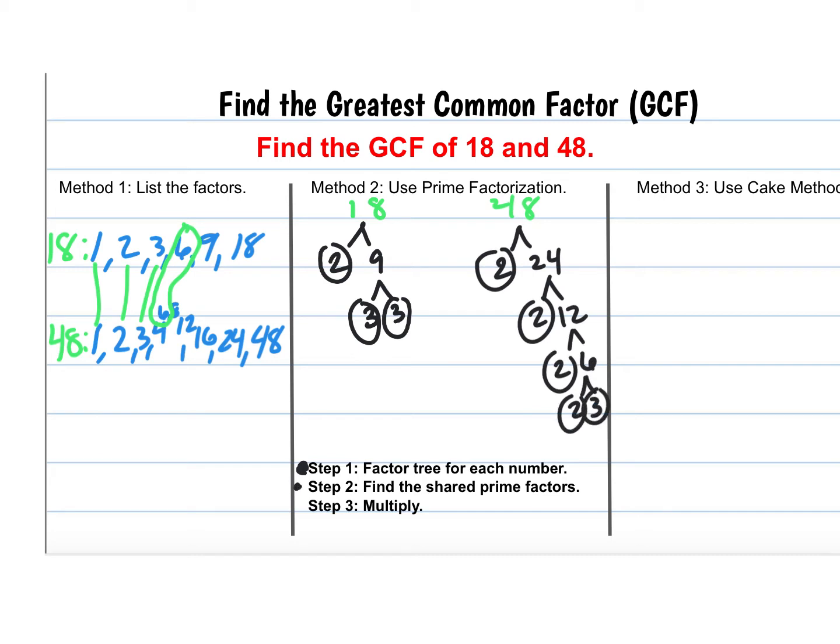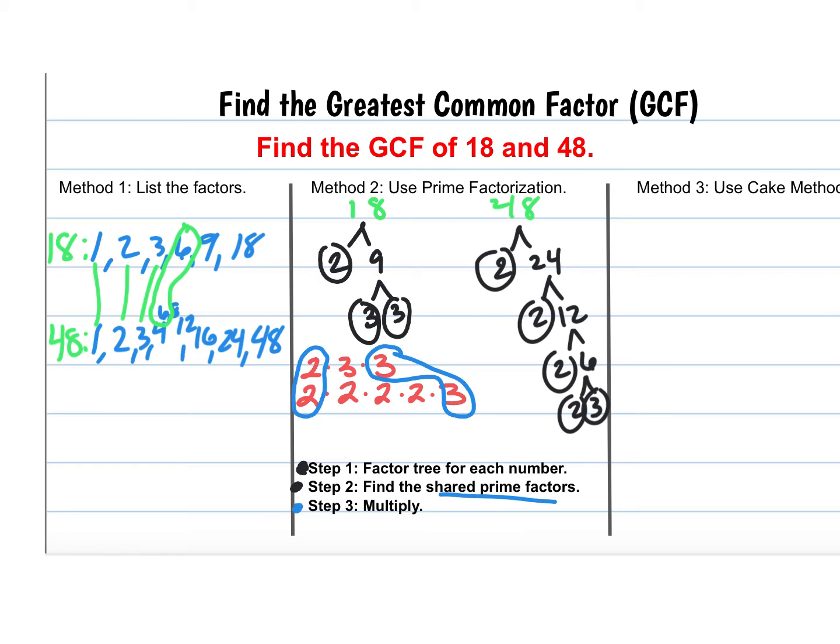Step 2 is to find the shared prime factors. So first I'm going to write them out. 2 times 3 times 3 compared to, and I line them up top to bottom, 2 times 2 times 2 times 2 times 3. And so then I'm going to find those shared prime factors. They share one single 2 and they share one single 3. If the other one had another 2 and another 3, then they'd share those.